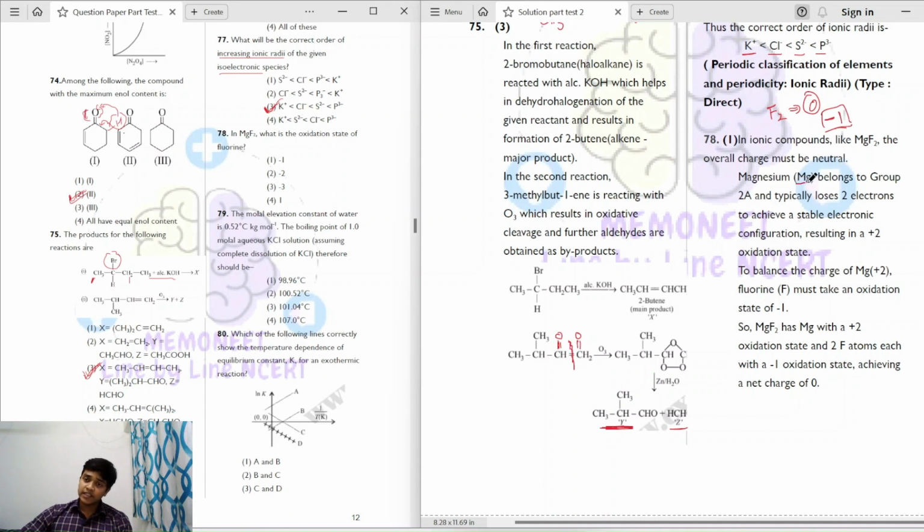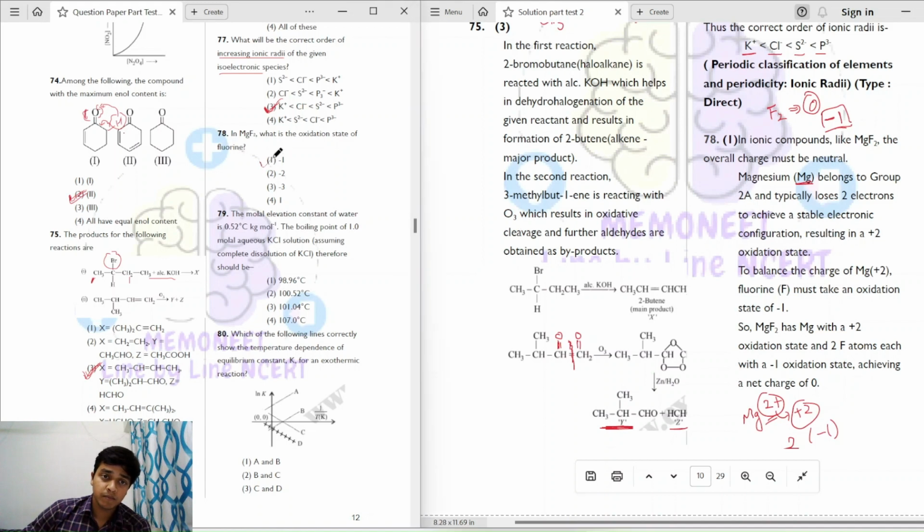Also we can see that magnesium is a second group element, right? It's a second group metal, so it preferably stays in the electronic configuration of Mg2 plus. So the oxidation state is +2, and for MgF2 the two fluorine atoms will have to balance out the charge on the magnesium atom, so we have 2 multiplied by -1 for each fluorine atom. So fluorine's oxidation state will be -1. Moving on to the next question.